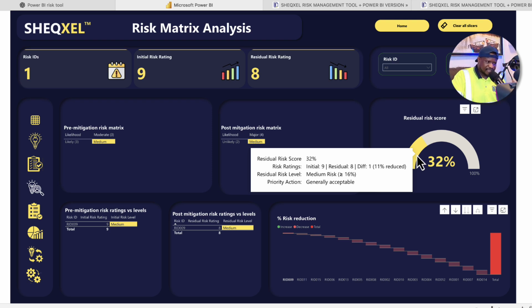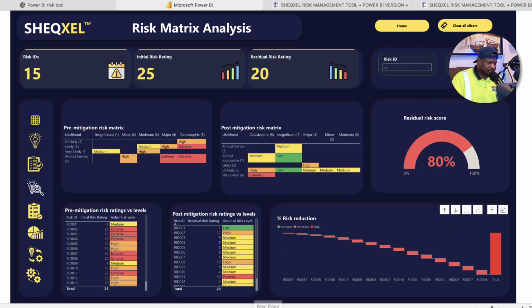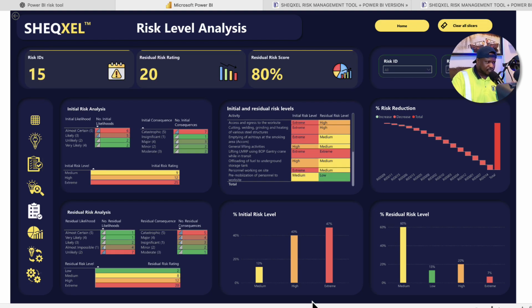So the priority action is that it's generally acceptable. So that's pretty much it. We can click on it again to clear it. We move on to the next. This is a risk level analysis. So we move on to the rating. We are looking at the levels.